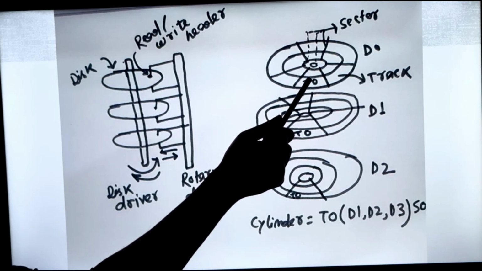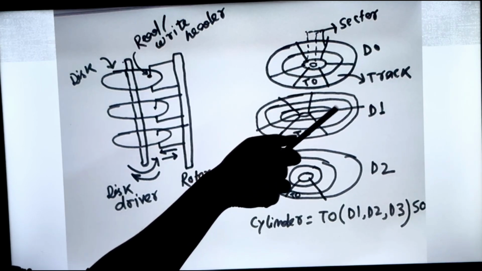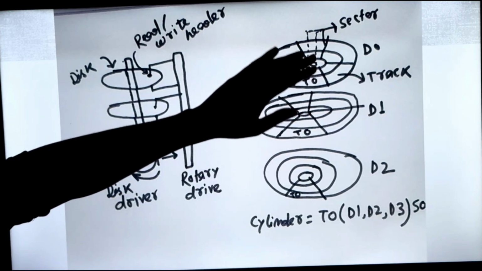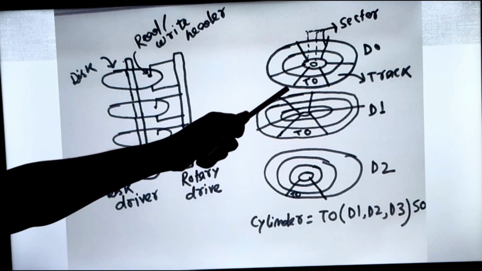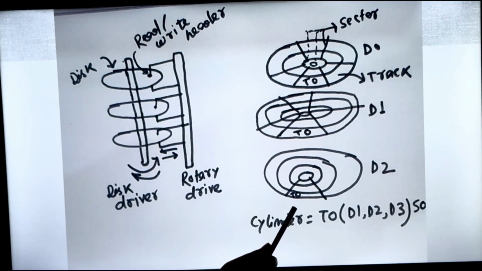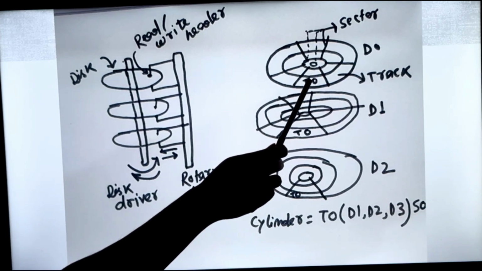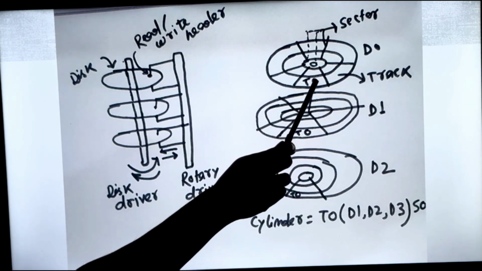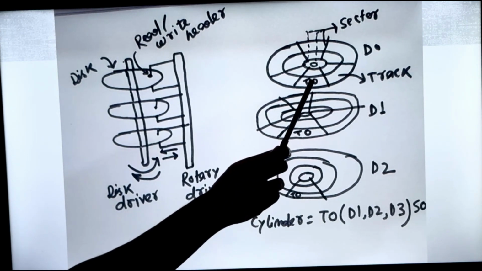Typically each sector can contain 512 kilobytes of data. Now suppose I have n number of disks like this. So for all the disks I will have n number of tracks and n number of sectors. Suppose these are the 3 disks I have in my magnetic hard disk. For all these 3 disks, I have track 0, track 0, track 0, and sector 0, sector 0, sector 0.